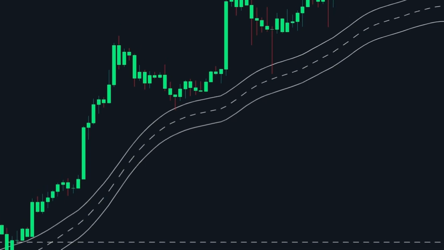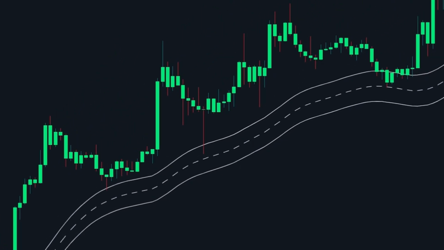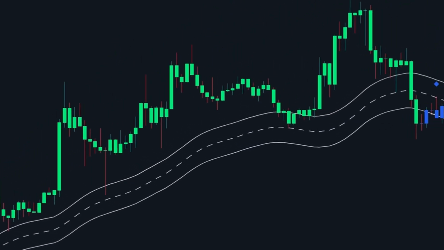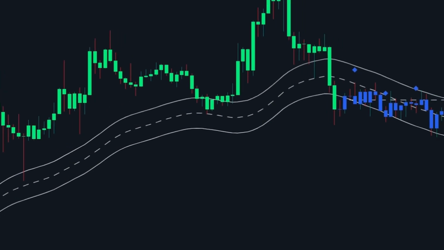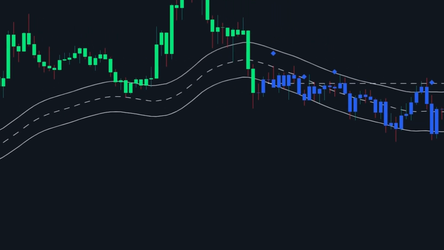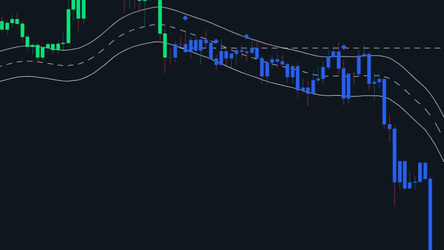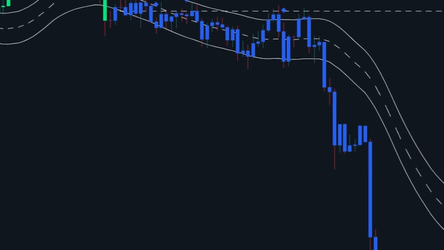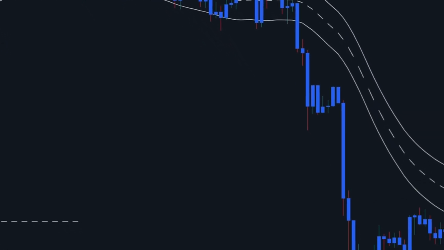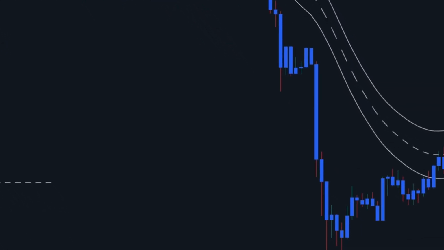Take a look at what's happening on this chart. See how the candles are being automatically recolored in real time? And notice these bands that are moving with the price, creating this dynamic zone. This isn't just for decoration. This is a visual answer to one of the biggest questions we face as traders.